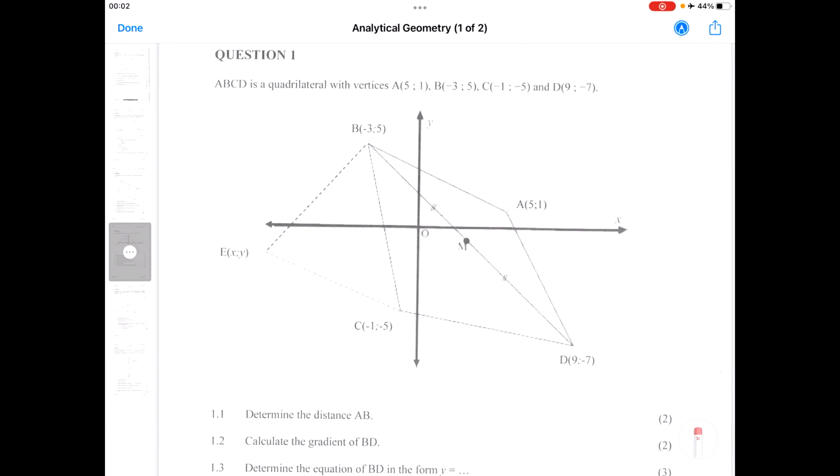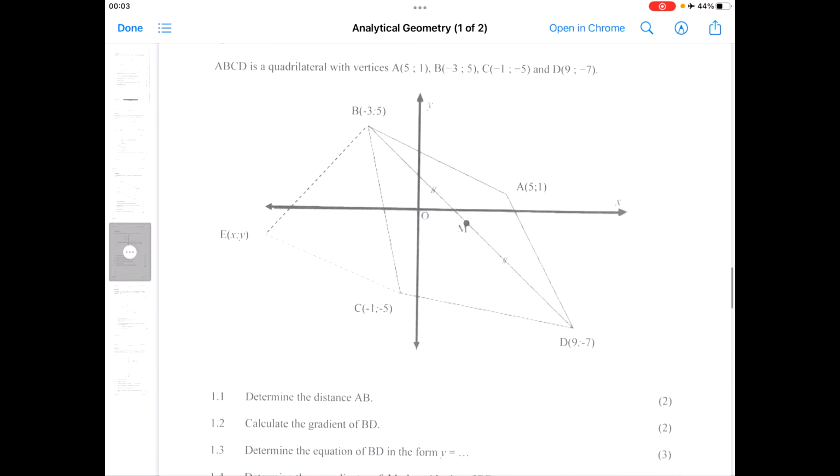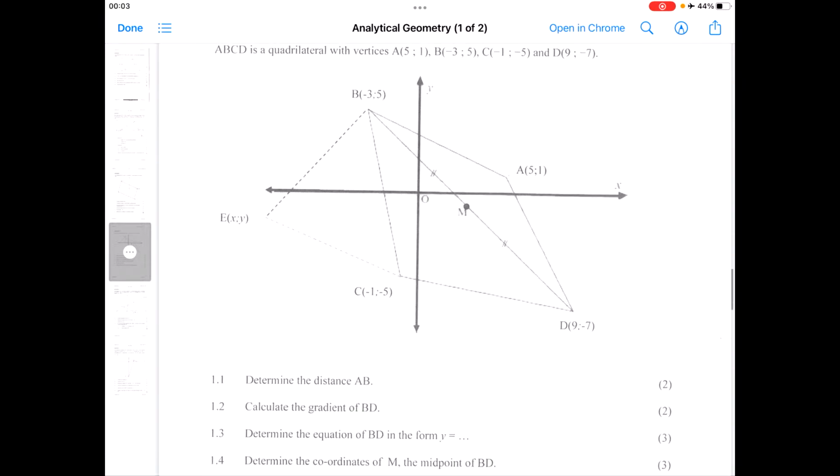It looks like a complicated diagram, but when you look at the marks allocated to each question, it's not that complicated. So let me quickly scroll and have a look at the questions. The first question says, determine the distance AB, and this question is allocated 2 marks.